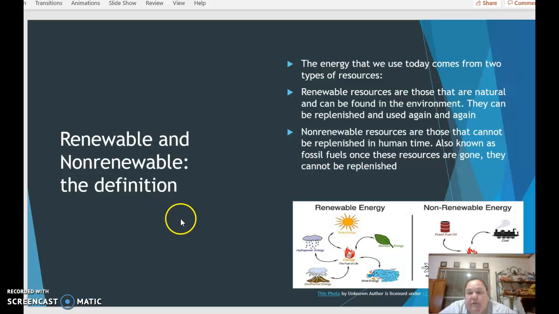Non-renewable resources are those that cannot be replenished in human time. They're also known as fossil fuels. Once they're gone, they cannot be replenished.